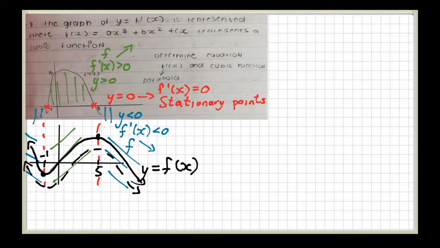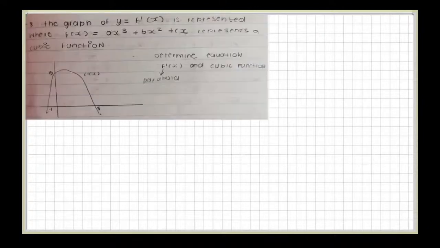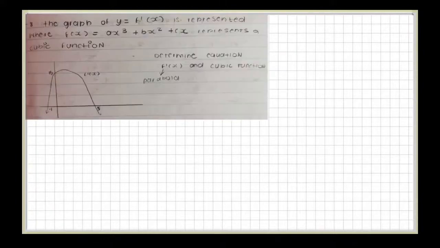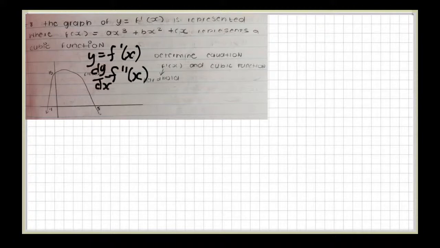Let's quickly look. I'm going to go over to a new slide and look at f double accent x. If I look at this graph, remember that y is equal to, let me do it in black, y is equal to f accent x. So to get to f double accent x, I need to derive this function. So I need to go dy over dx. In other words, the rate of change of the sketched graph.